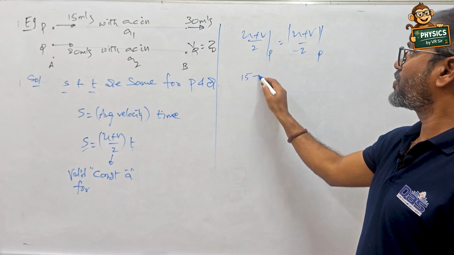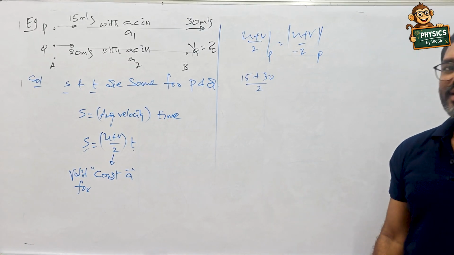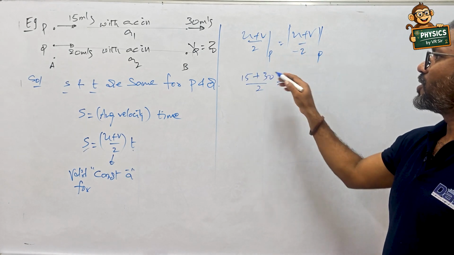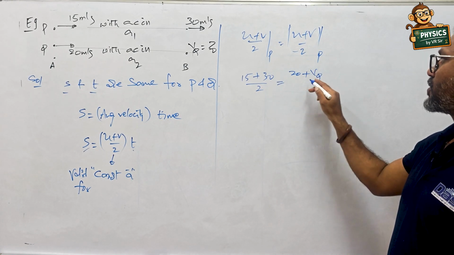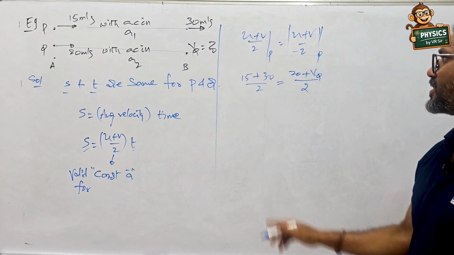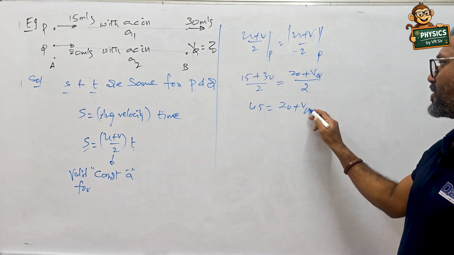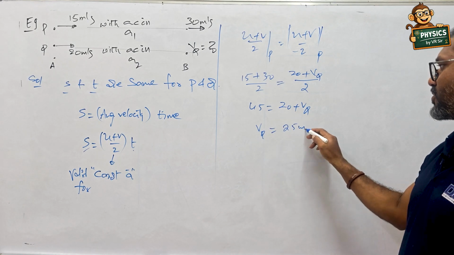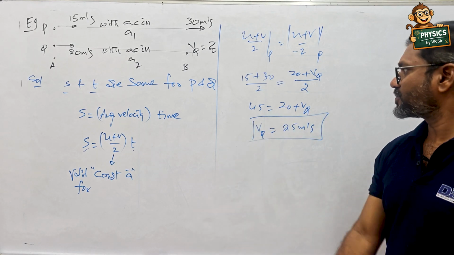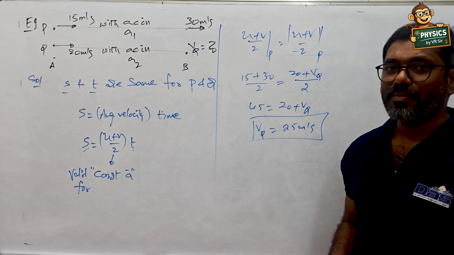So what is U? U is nothing but 15, plus what is V? 30, by 2. So 15 plus 30 by 2 must be equivalent to 20 plus the velocity of Q, which we don't know, upon 2. The 2 gets cancelled. How much is that? 45 is equivalent to 20 plus the velocity of Q. So the velocity of Q is 25 meters per second. So this is the velocity of Q at point B.